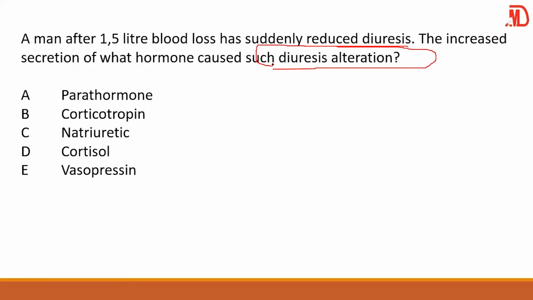So if you ask yourself, what hormone can lead to a decreased level of urine formation, or can prevent urine from coming out? Of course, you are looking at the anti-diuretic hormone. They say anti-diuretic, that means it reduces urine output. So anti-diuretic hormone is increased in this patient. And another name for the anti-diuretic hormone is vasopressin.